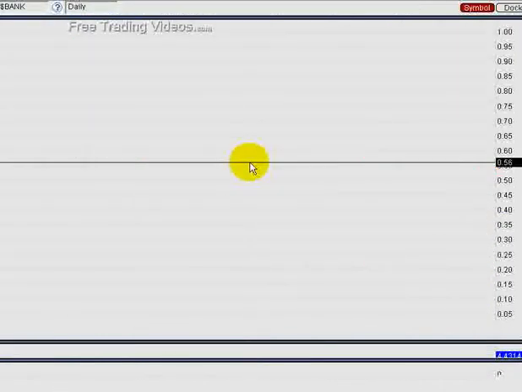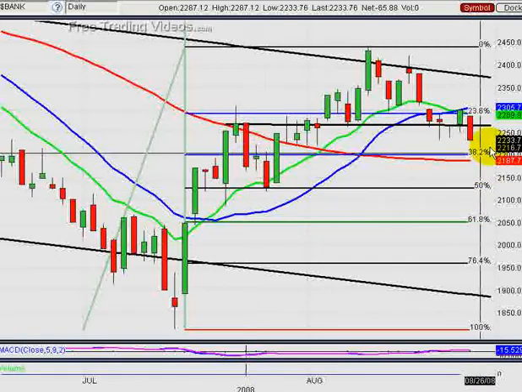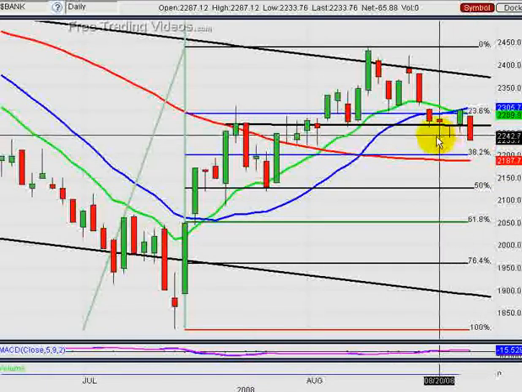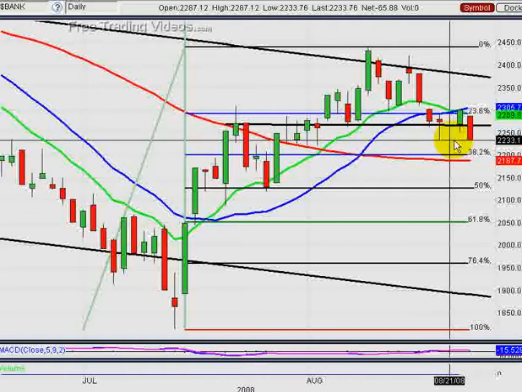Let's check the daily real quick. Here's our daily. Look at this. We're sitting right on the support of that one candle right there just a few trading sessions back. So again, break that lower swing low there, and the financials can lead us right on down here.